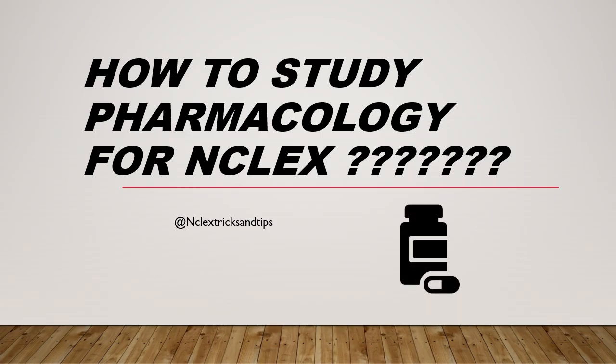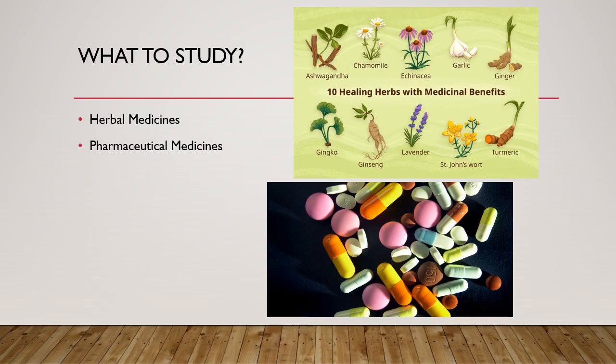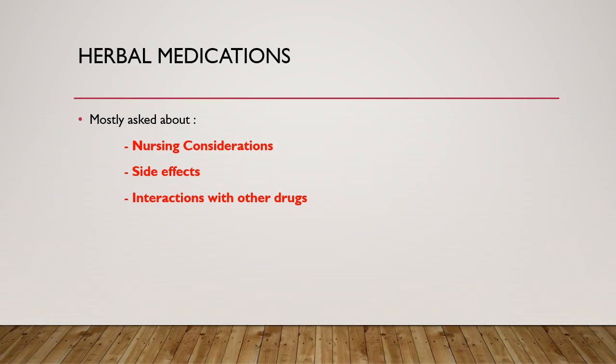Let's begin our topic. What do we study in pharmacology? Mainly you need to study two different kinds of medicines, which are herbal medicines and pharmaceutical medicines. Similarly, what do you need to study about herbal medication? Mostly asked questions about herbal medications are nursing considerations, side effects, and interactions with other drugs. Most of the time in entrance examinations, the interaction of herbal medication with pharmaceutical medications is asked.